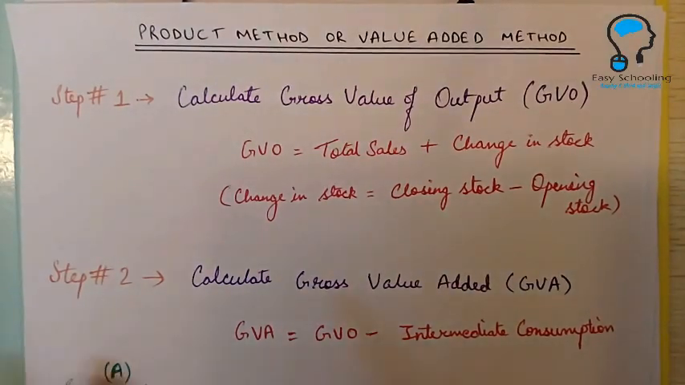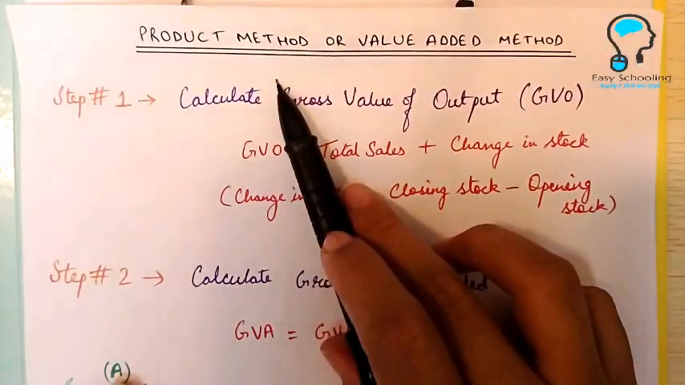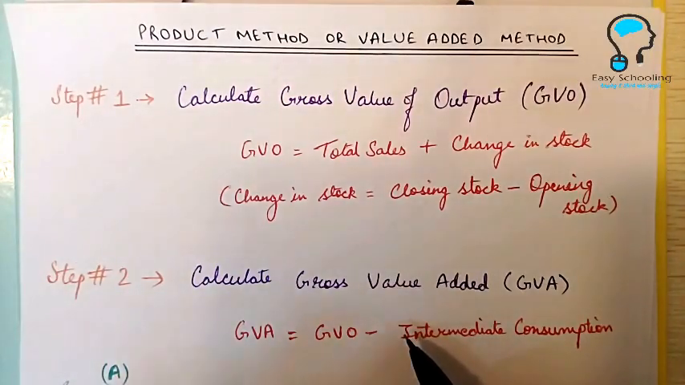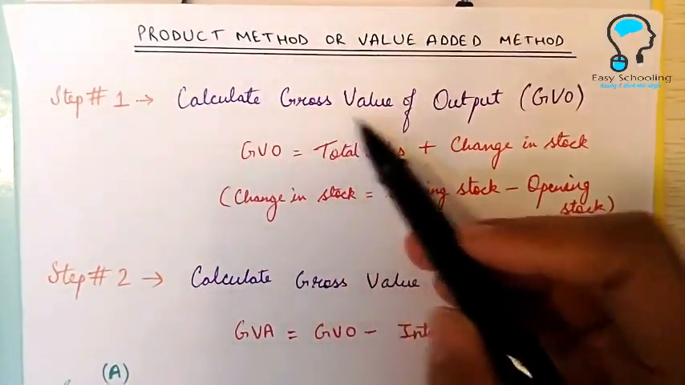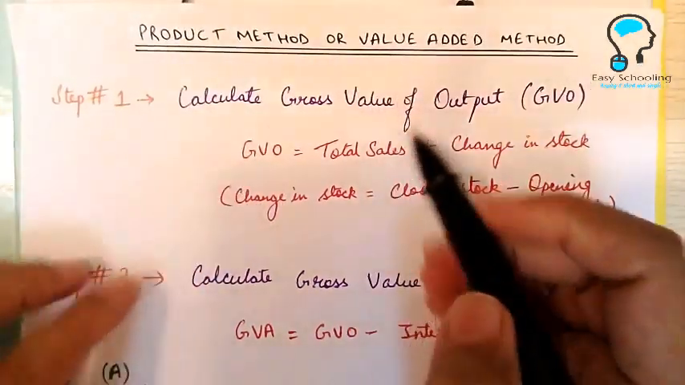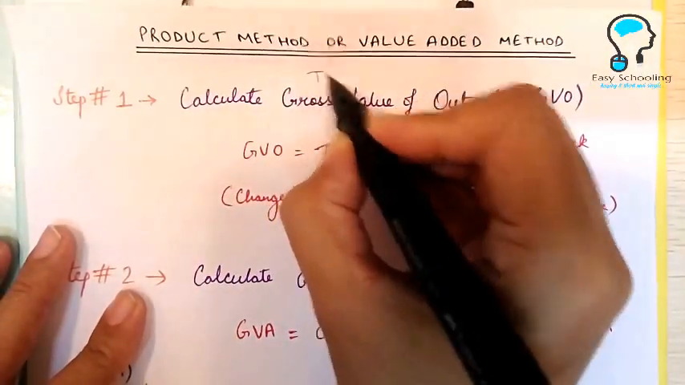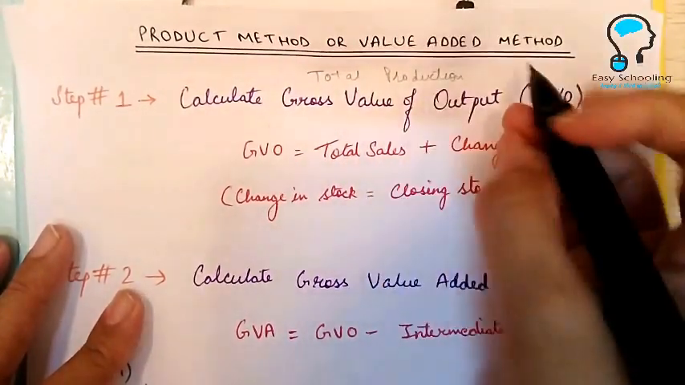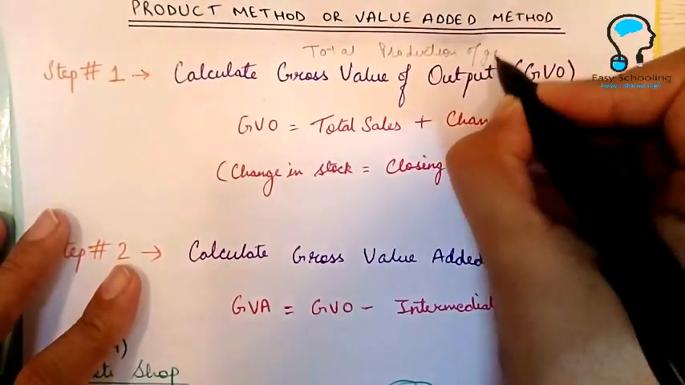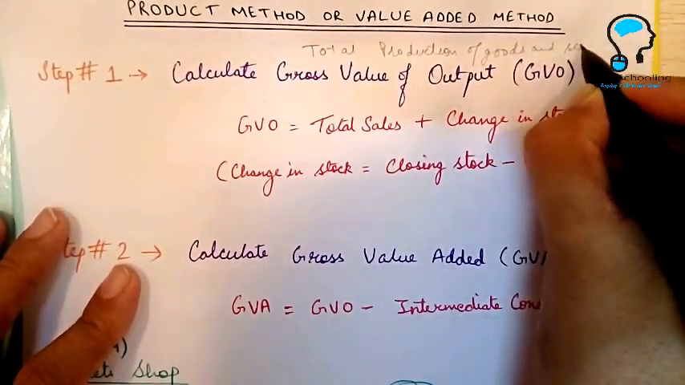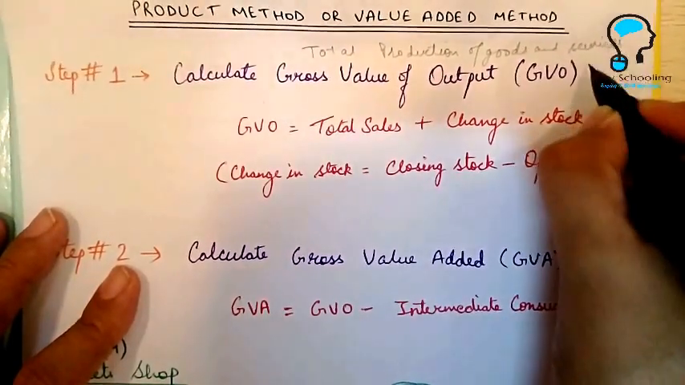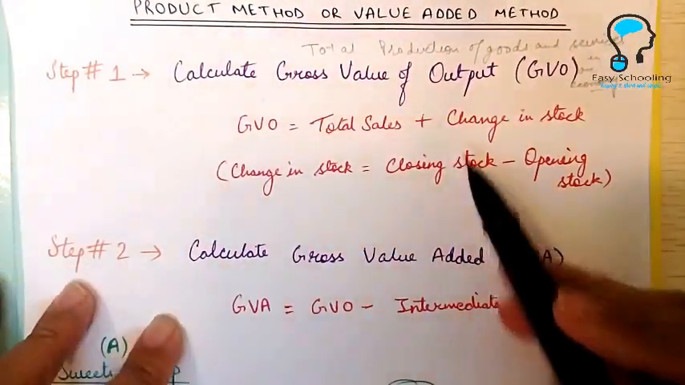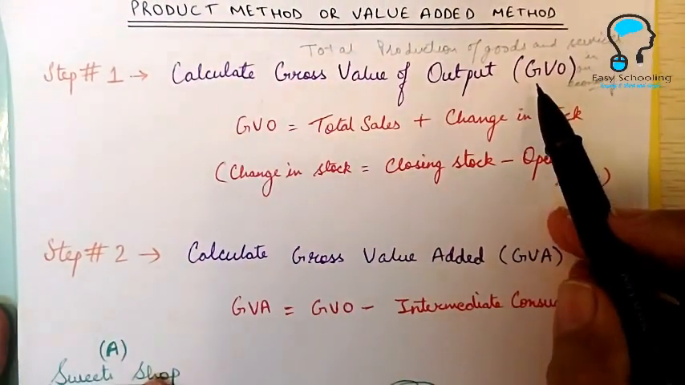In this video, we are going to learn the first method of calculating the GDP, that is the product method or value added method. Let us see what our first step is. First step is to calculate the gross value of output. In the value added method, we are calculating the total production of goods and services in an economy, and that is going to give us our GDP.